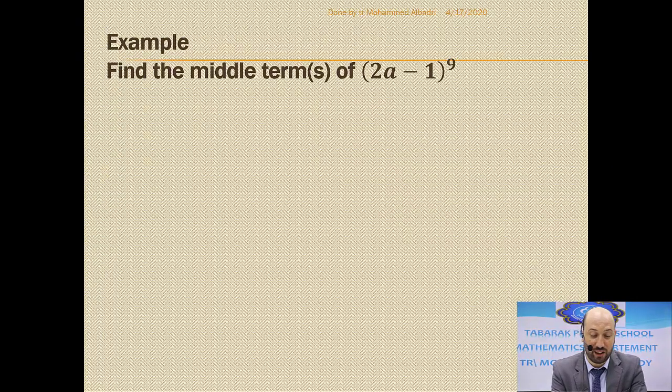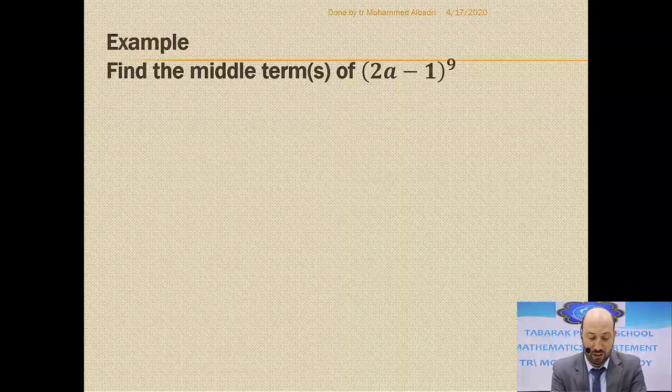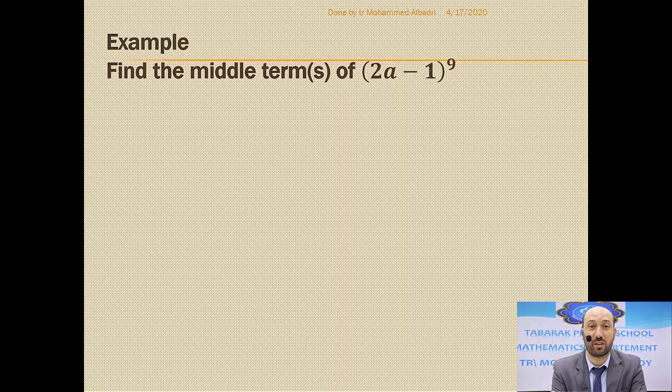Find the middle terms of (2a minus 1) power 9. Now here we have to ask ourselves a very important question: is 9 here even or odd? 9 here is an odd number, so the expansion will have an even number of terms, and we will have two middle terms.